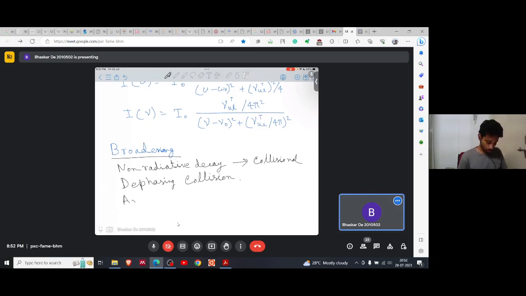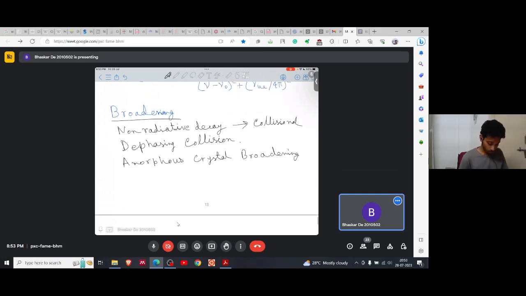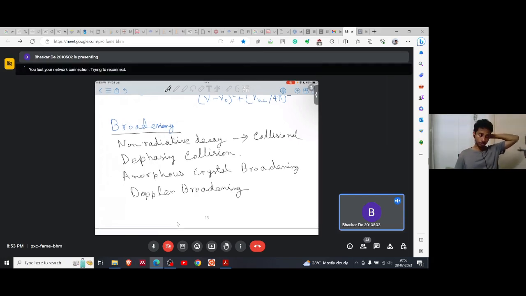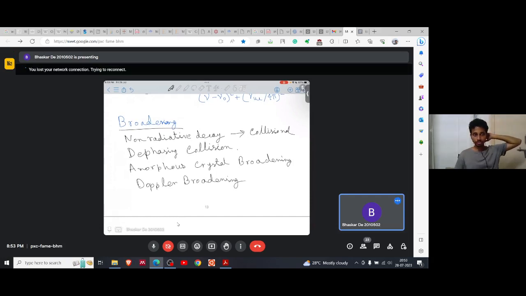Also there are amorphous crystal broadening and Doppler broadening. All this broadening will be discussed in the later problem solving session. The main objective of this problem solving session is to solve some problems, but here I am going to discuss some topics also, because that will be relevant in the class.